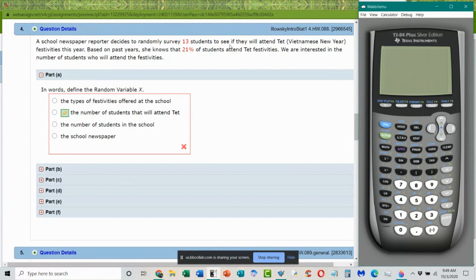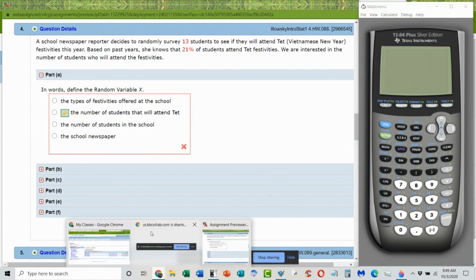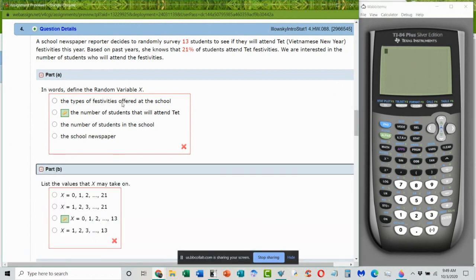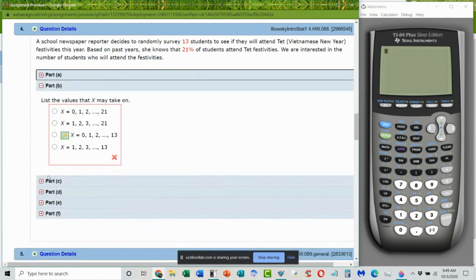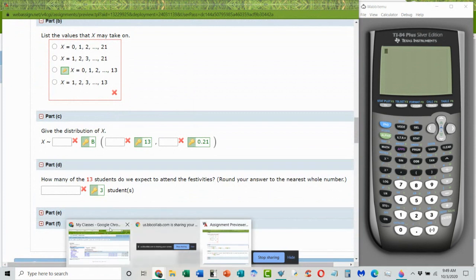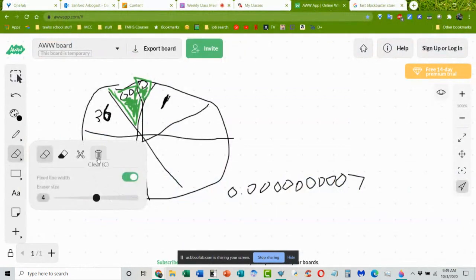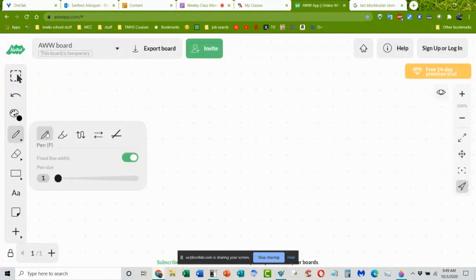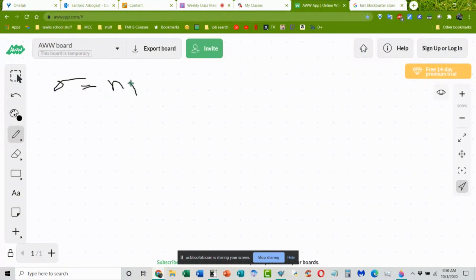Okay, so when we are doing this, they're going to ask, well, what are the variables? The variable is, did they go to Tet? What can that take? Well, if there's 13 students, anywhere from nobody can go to all 13 can go. The probability of them going is 21%. So we would expect 21% of the 13 people to be there. Okay, and so to do that, it's just multiplication. So for the expected value, which is also the mean, in a binomial distribution, it's just the number of things times the probability of them occurring.